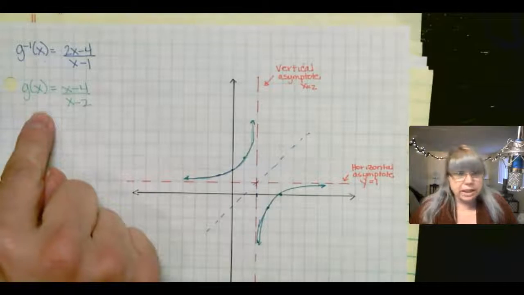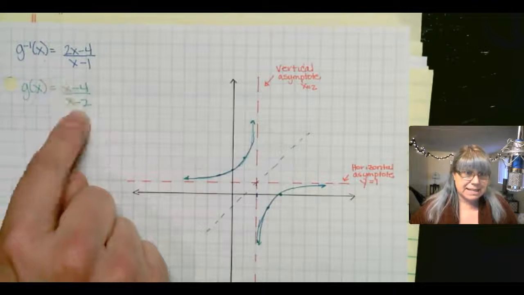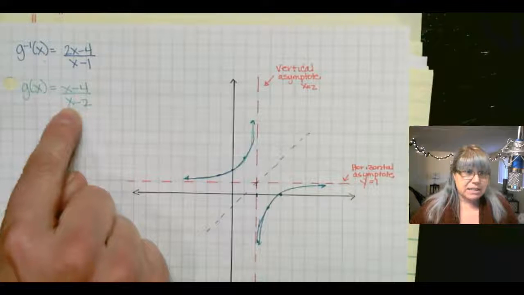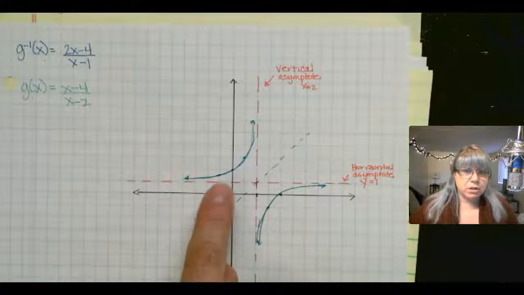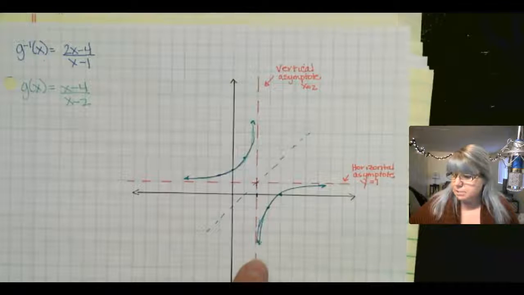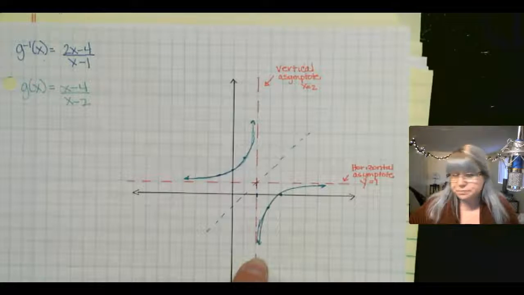Looking at our original equation, x cannot be 2. If x is 2, then we're going to run into a problem, right? If x equals 2, then we get a 0 in the denominator. So we have a vertical asymptote when x equals 2.